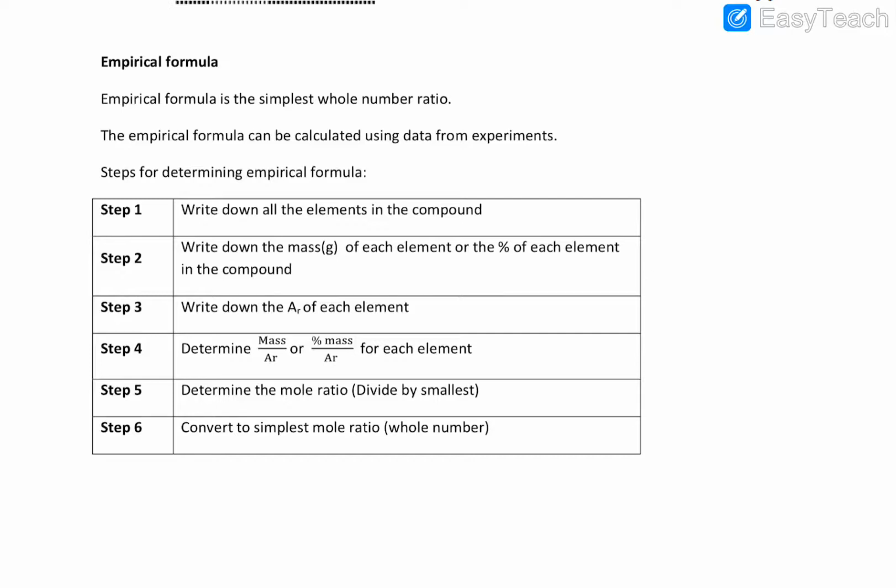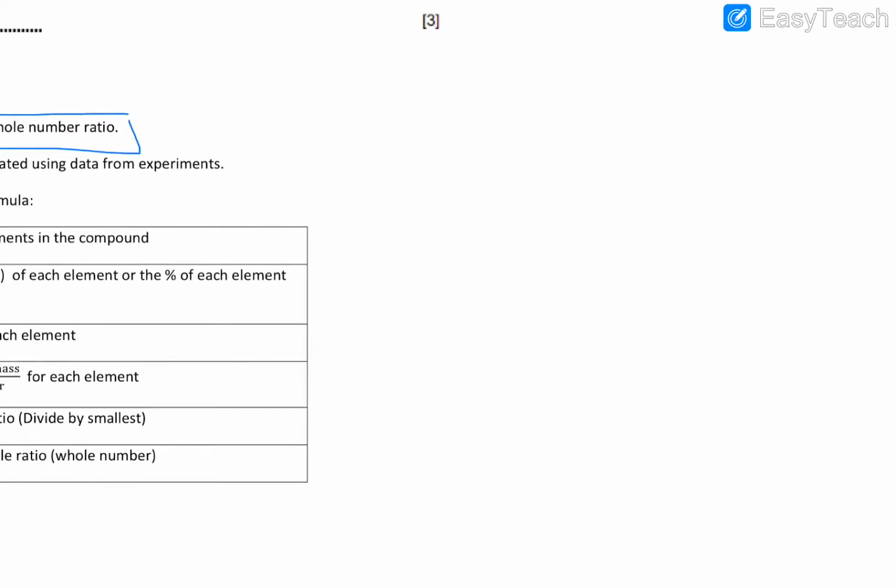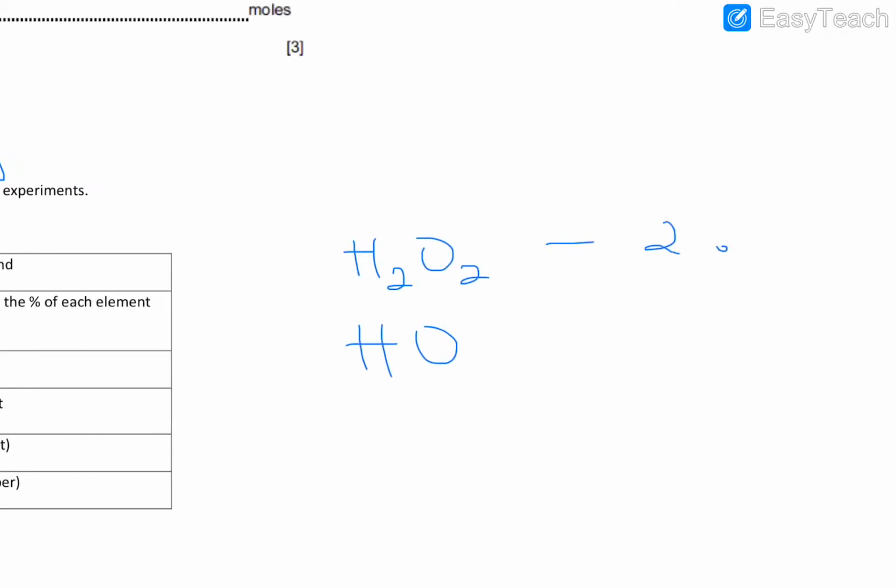So now let's see what is empirical formula. An empirical formula is defined as the simplest whole number ratio. For example, if I have H2O2, this is hydrogen peroxide, then the empirical formula for this would be HO. Simplest whole number ratio. So here the ratio is 2:2, so the simplest whole number ratio would be 1:1.